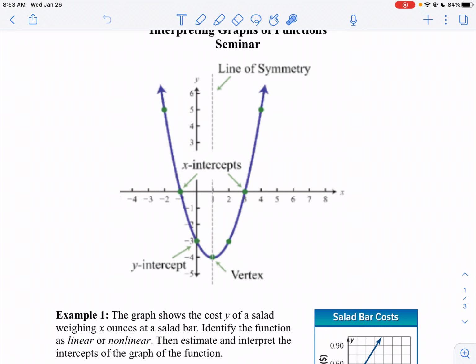If you split a graph and it's the same on both sides, that's called the line of symmetry. Notice in this parabola, that's what this U-shape is called, it's the same on the left as on the right when I look at this line of symmetry.